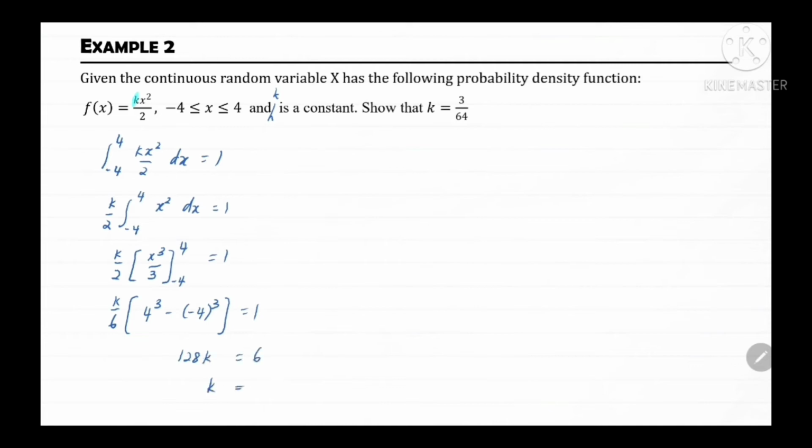K equal to 6 over 128 equal to 3 over 64. Shown.